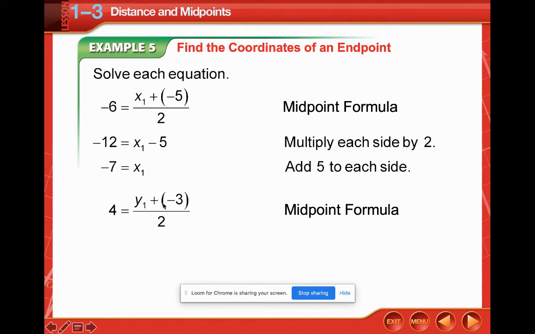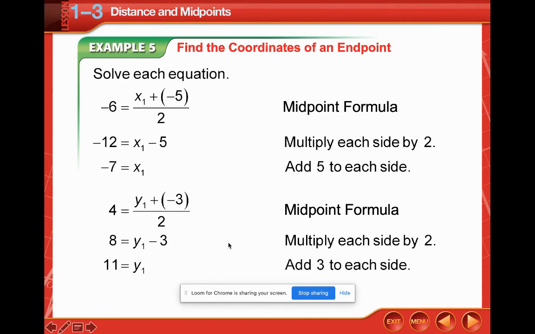So we've got y1 plus -3 divided by 2 equals 4. So we're going to multiply by 2 on both sides to get rid of this divided by 2. If we multiply by 2 on both sides, it'll get rid of it. So these cancel out, and that becomes 8 equals y1 minus 3. We're going to add 3 to both sides to get rid of this -3. And that's going to become 11 equals y1. So our coordinates are going to be negative 7, 11.